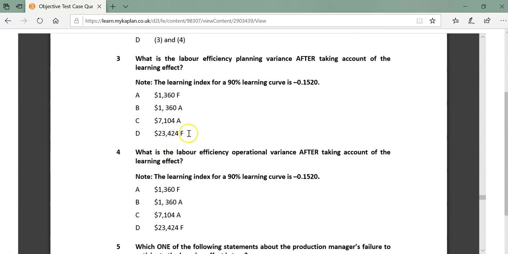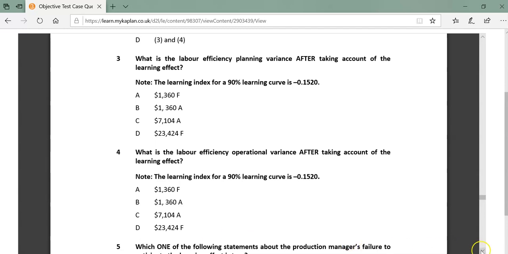So for my planning variance, that's the answer 23,424, which we calculated, right? And in terms of efficiency, that's my answer 7,104, right? You can see those answers there. Cool, great.